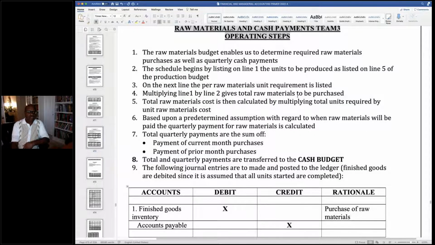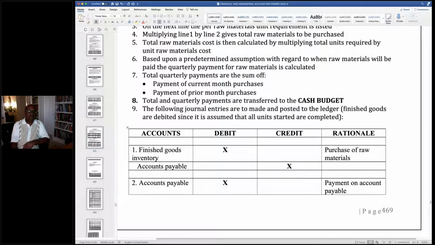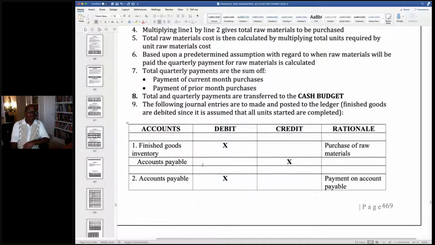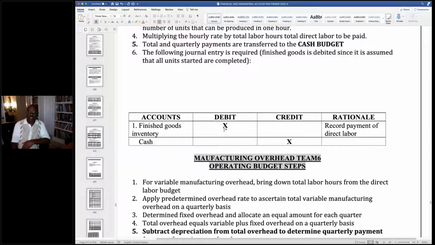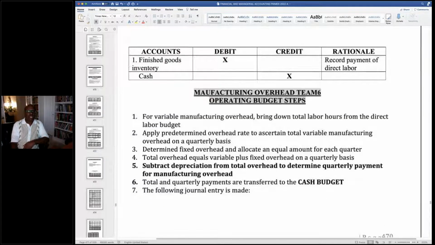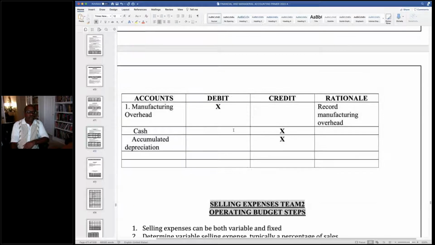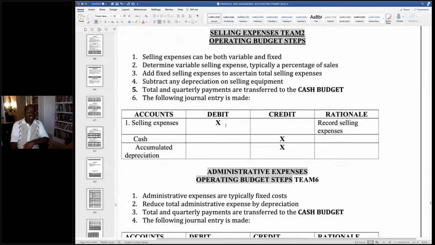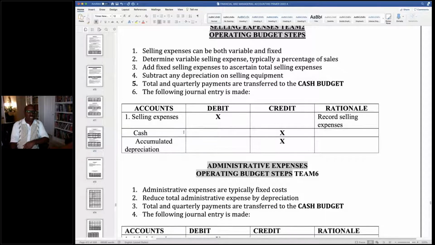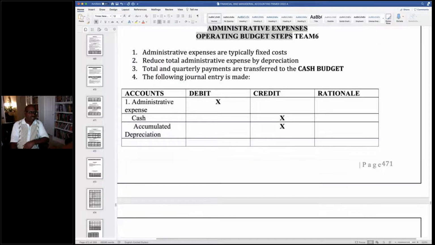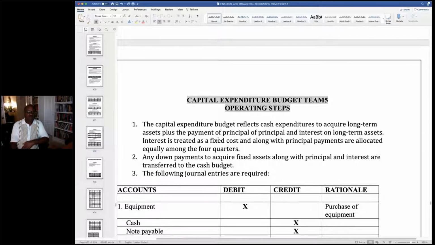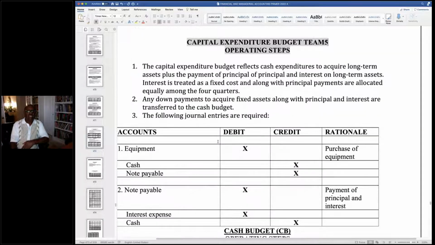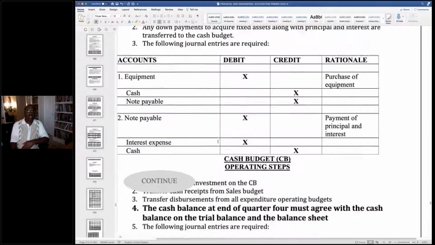Raw materials, you got 2 journal entries to make. Okay, you got these 2 journal entries. Direct labor, you got 1 journal entry. So you see, you only got 1 journal entry, so y'all could do something else. Manufacturing overhead, you got 1 journal entry. Selling expenses, 1 journal entry. We don't have any depreciation for selling, so you just got 1 journal entry. Administrative expense, 1 journal entry. So only 1 journal entry that you all have to make. The capital expenditure budget has a couple of journal entries, 2.